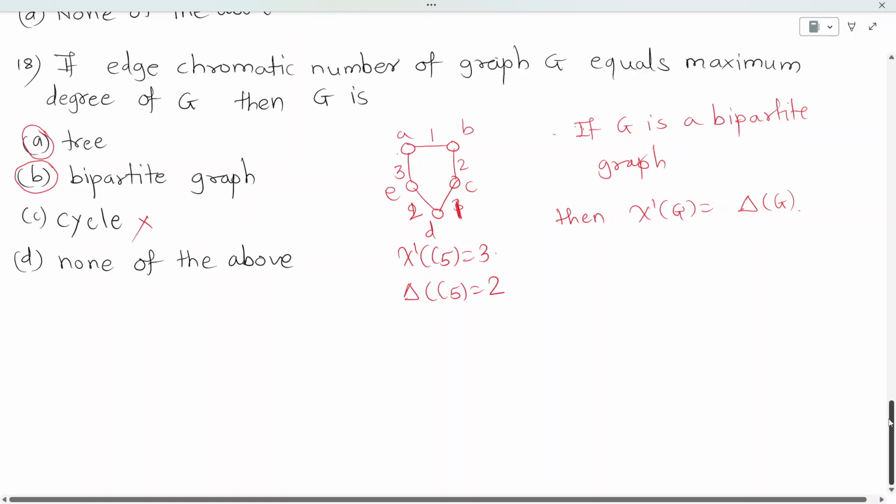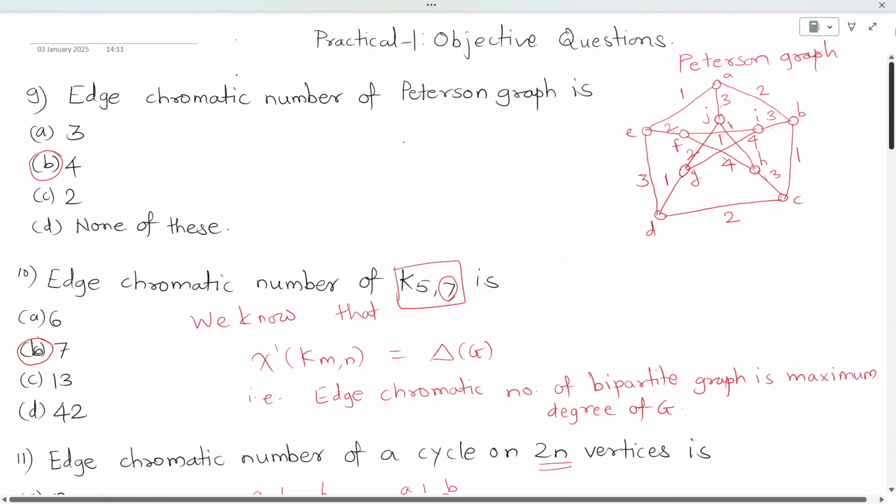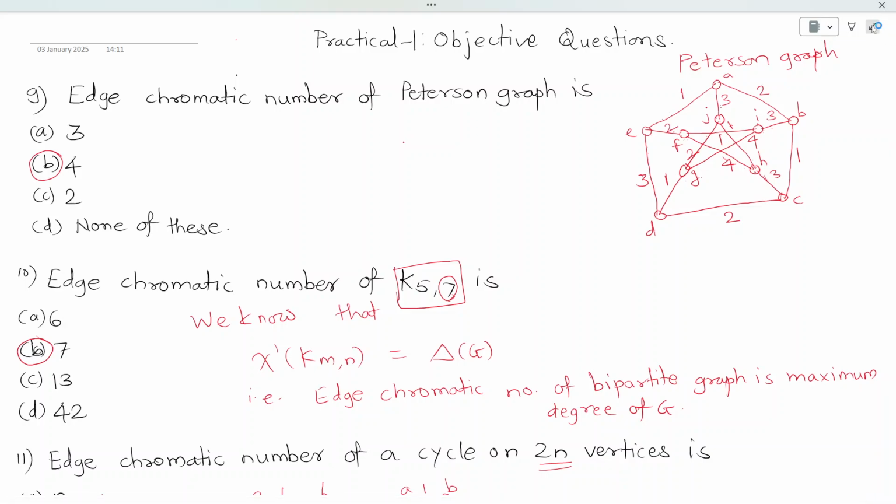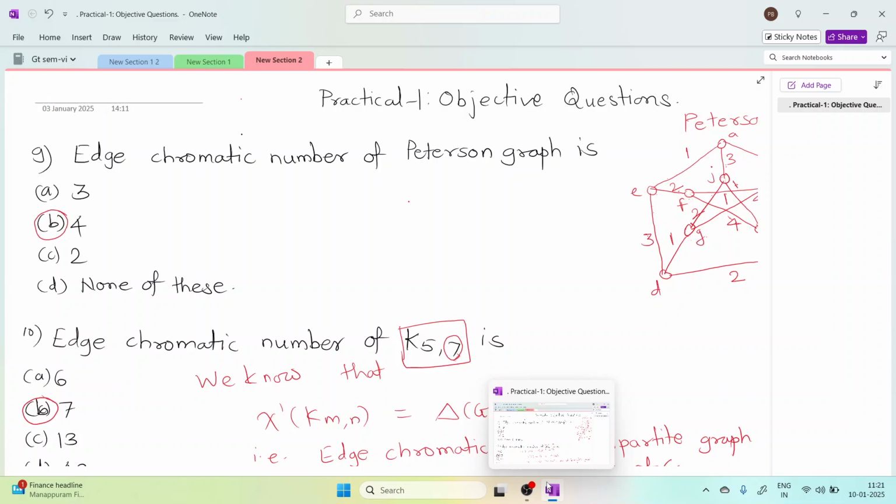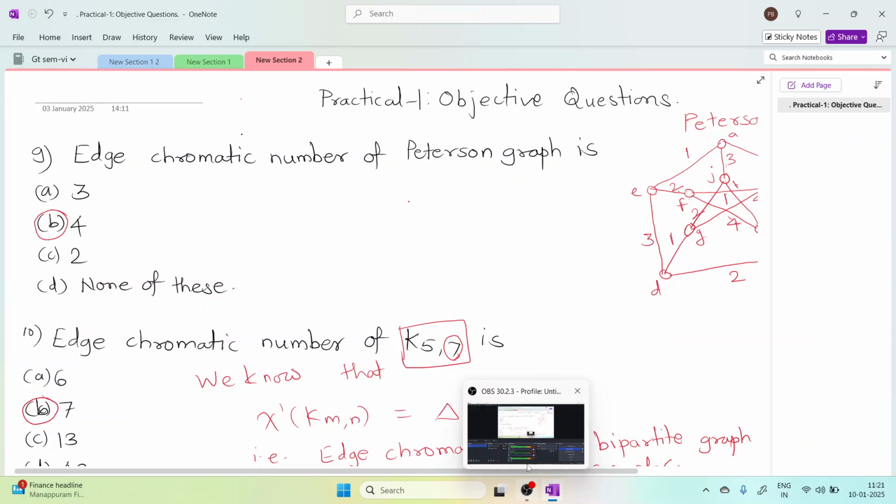So we have discussed all the objective questions from practical number 1. In our next video we are going to solve other examples from practical number 1.